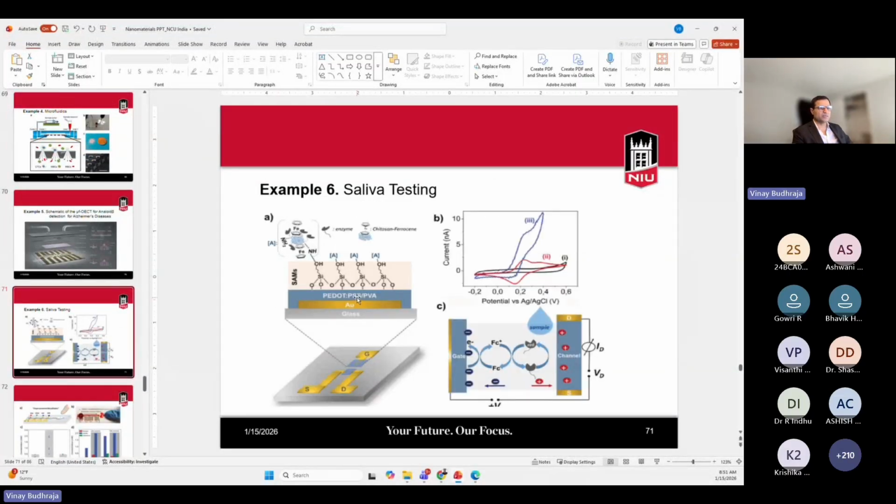Here is another test where you can monitor the glucose and give you information about body temperature based on the saliva. So you make your OECT and then you take the sample of the saliva from the human. You can detect different diseases.